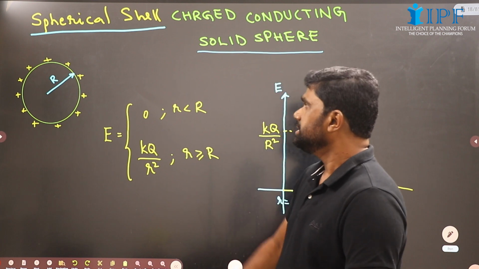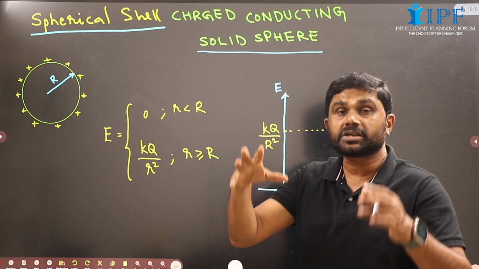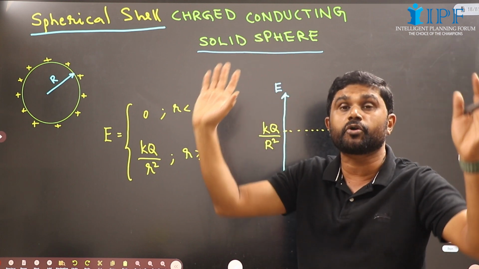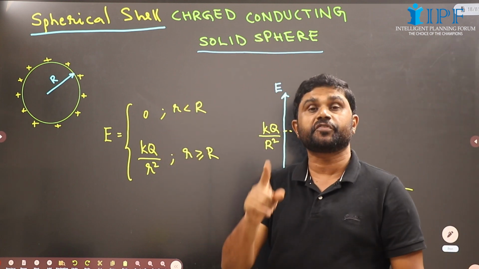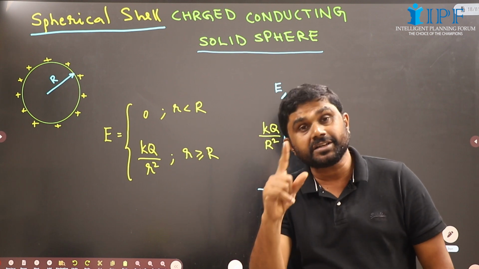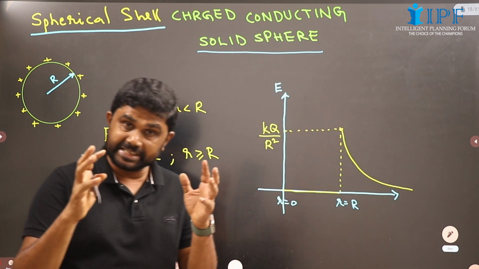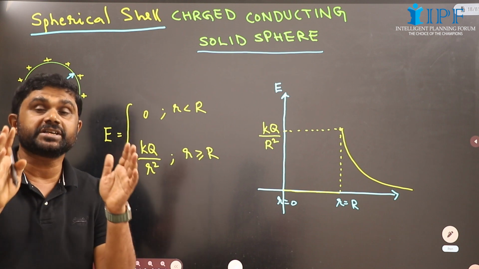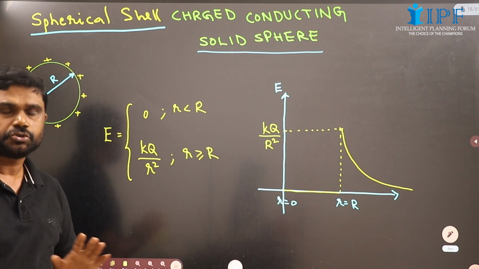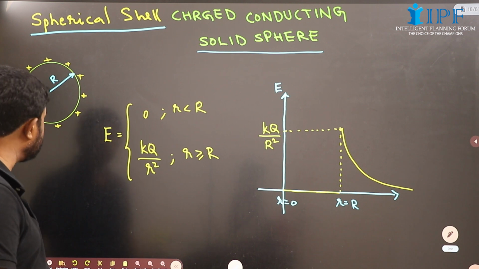If we consider a conducting solid sphere, whatever charge is given to a conducting solid sphere, the charge will reside only on its surface. So in case of a conducting solid sphere and a spherical shell, charge distribution will be exactly similar. If the solid sphere is conducting, the charge distribution will be exactly the same as that of a spherical shell. So the field will be exactly similar. Now let's try the next case.